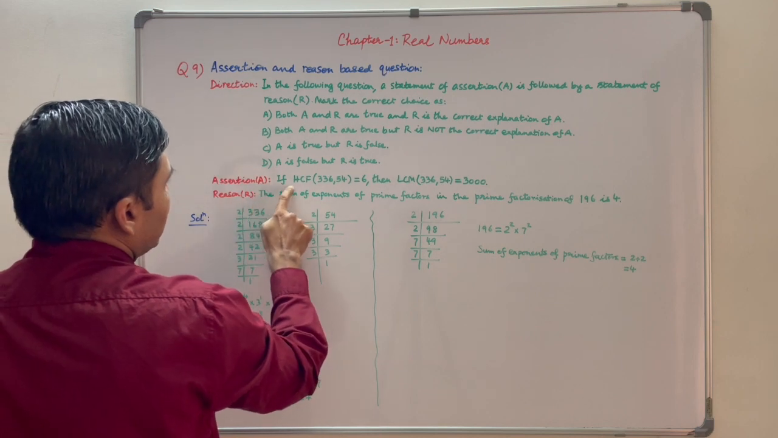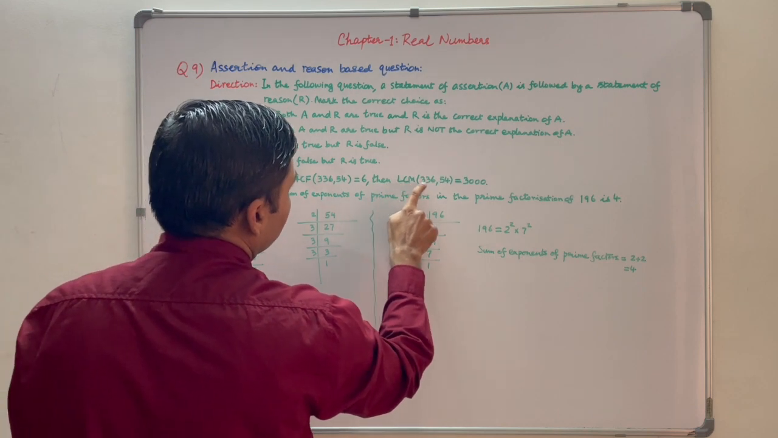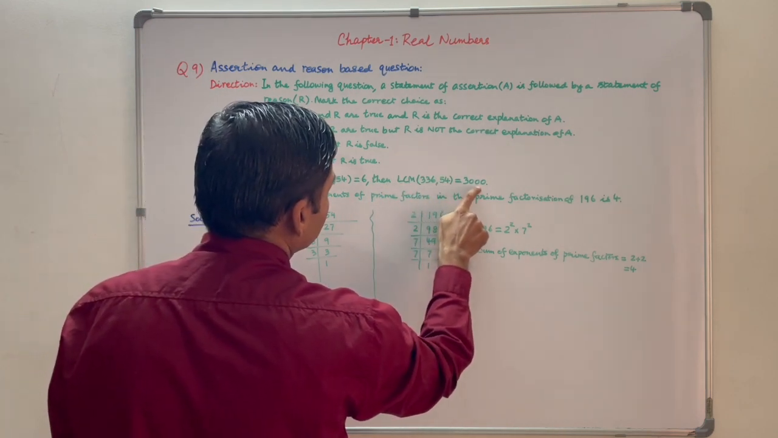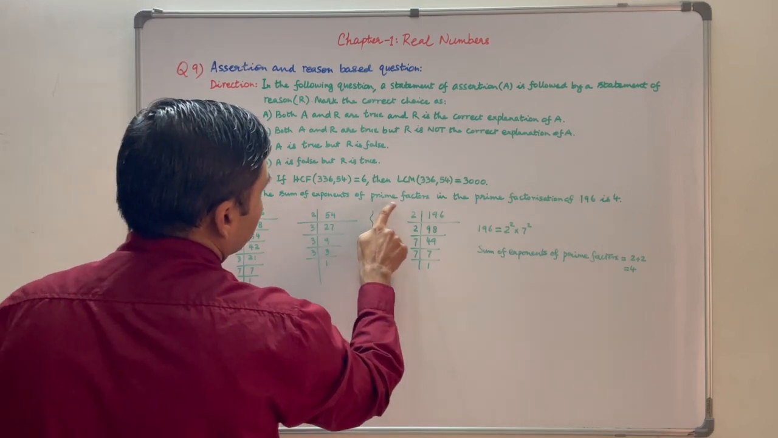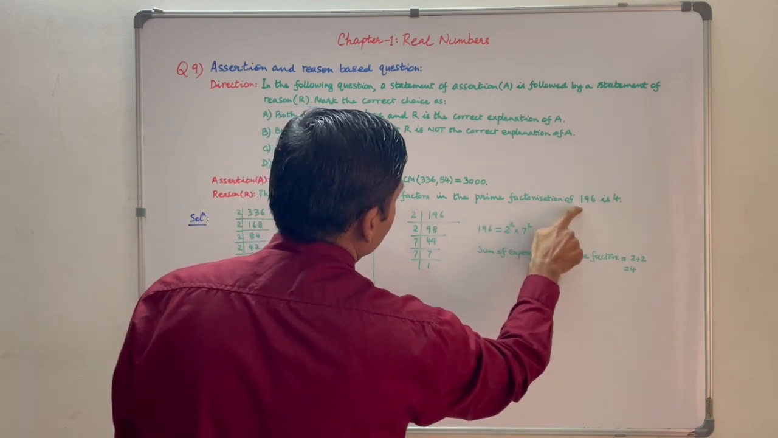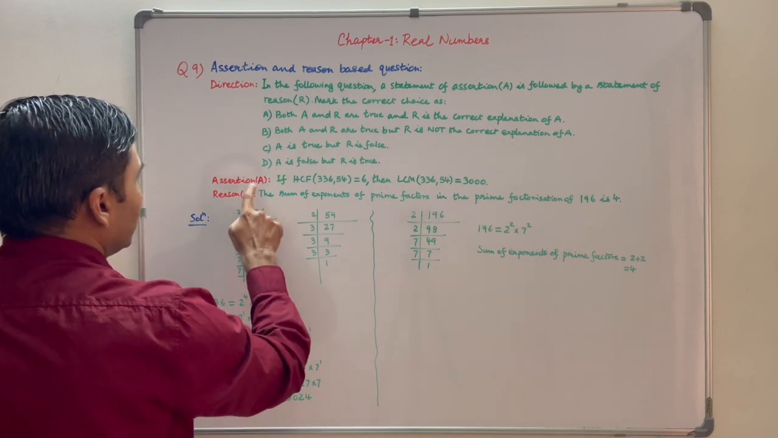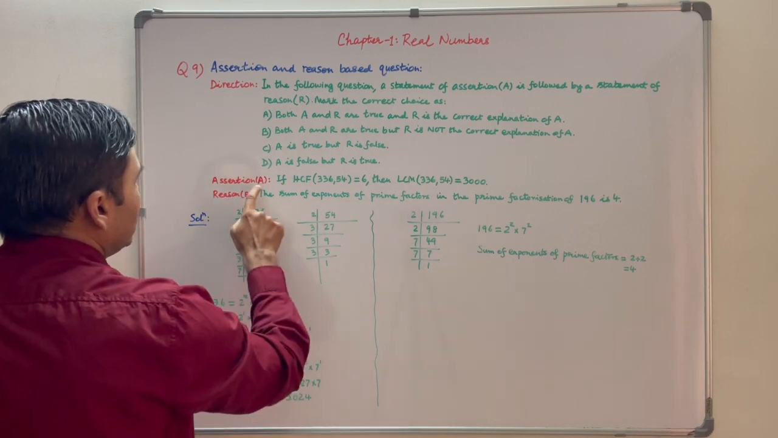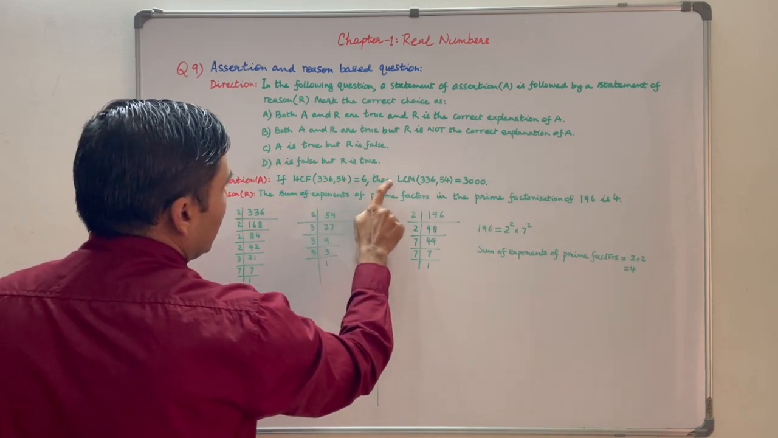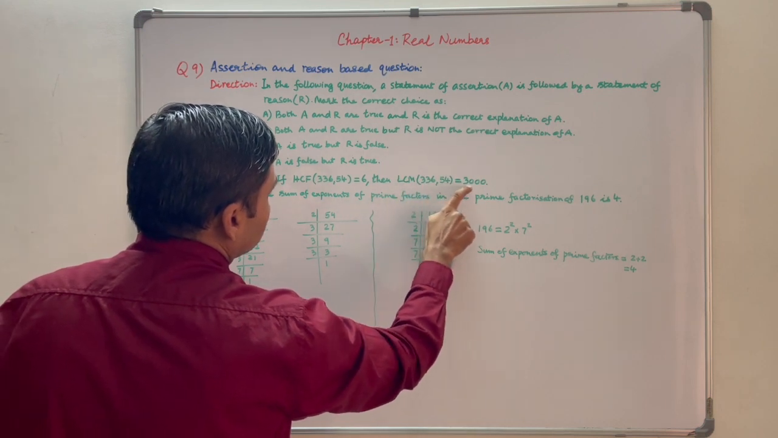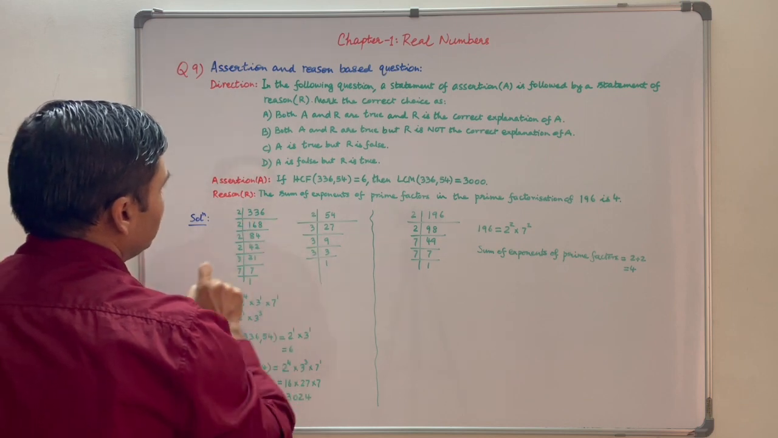Assertion is given as: if the HCF of 336 and 54 is equal to 6, then the LCM of 336 and 54 is equal to 3000. Reason R is given as: the sum of exponents of prime factors in the prime factorization of 196 is 4. So the first step is to check whether A and R are true or not. First A. The HCF of 336 and 54 is equal to 6 and the LCM of 336 and 54 is equal to 3000. So we will start factorizing 336 and 54.